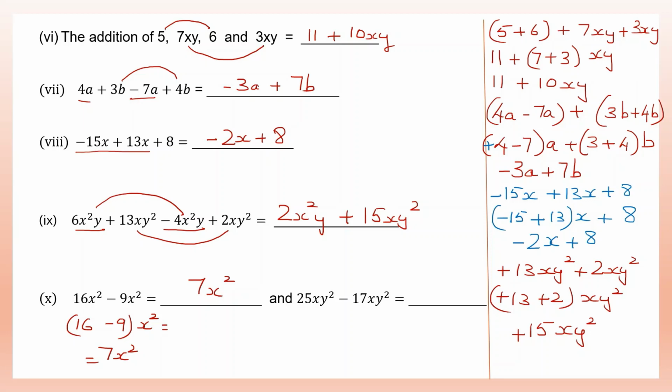25xy square minus 17xy square. 25 minus 17xy square, which is equal to 25 minus 17, which is 8xy square. 8xy square. Okay.